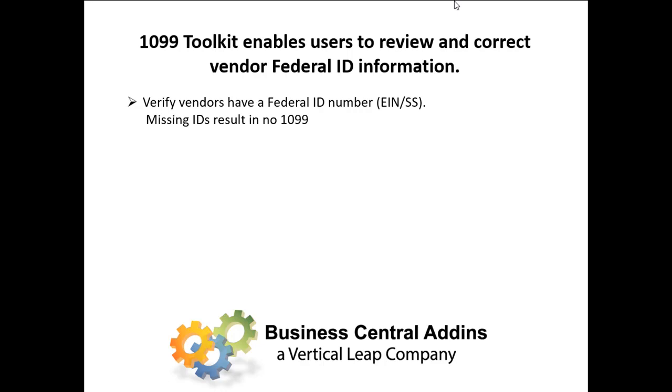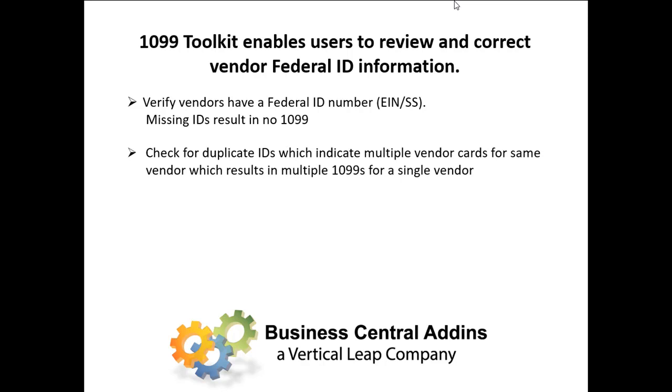If you have missing federal ID numbers, then no 1099 will print and you'll never know it. It also checks for duplicate federal IDs, in which case multiple 1099s would be printed for the same vendor, something that the IRS does not like.